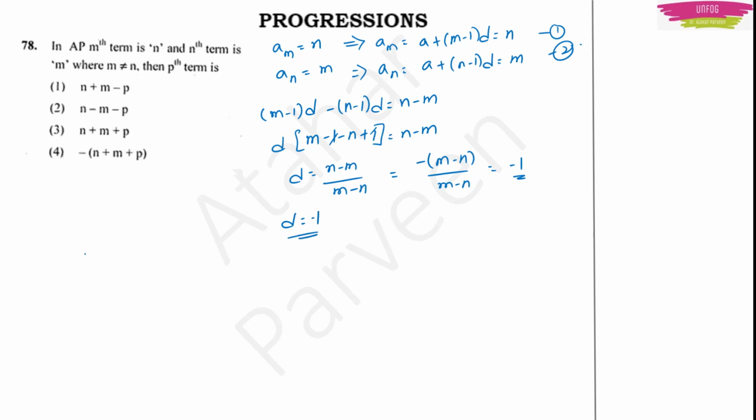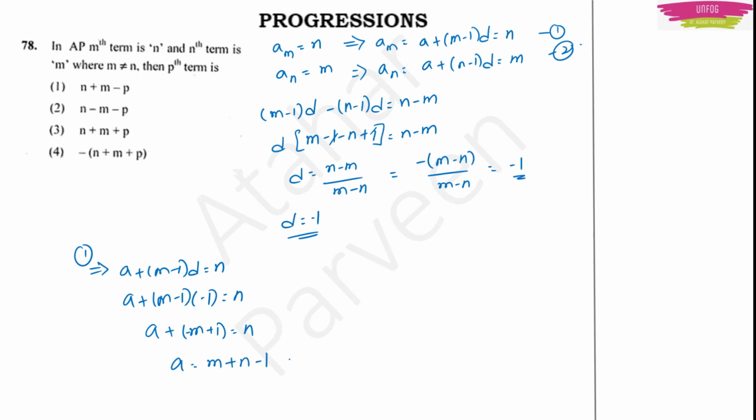Now you take this again from 1. You take this equation: a plus (m minus 1) into d is equal to n. But now the common difference d is minus 1, right? Substitute it. a plus (m minus 1) into minus 1. This will be n. Then a plus minus m plus 1. This will be equal to n. Or a will be equal to m plus n minus 1. Okay, let this be 3. This will be your a.